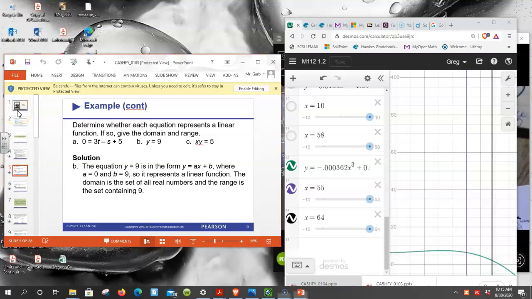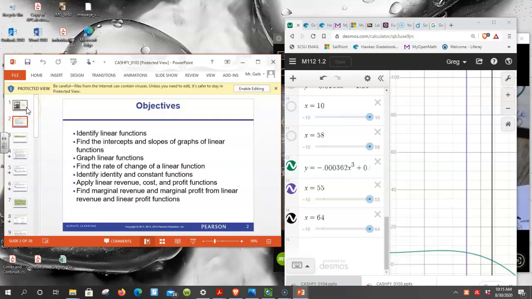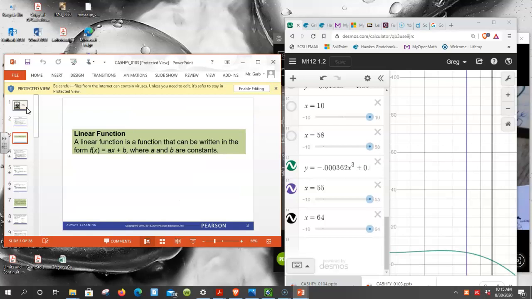All right, back with section 1.3, where we are investigating linear functions. Okay, so linear functions, rate of change, constant functions, and this relates to revenue problems, mostly business-related questions. So money in, money out, that kind of thing. So that's what we're talking about.